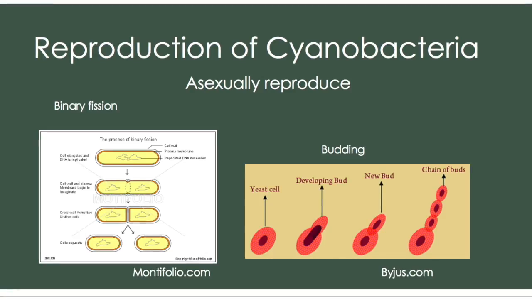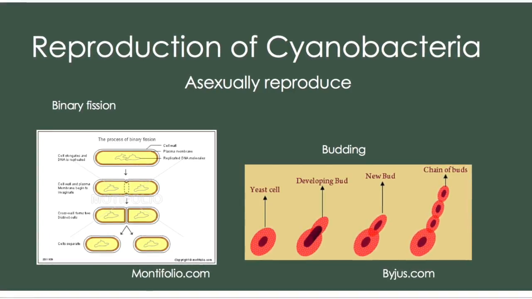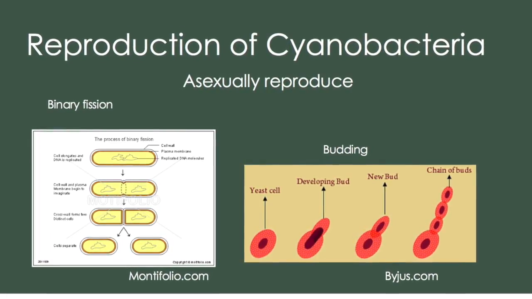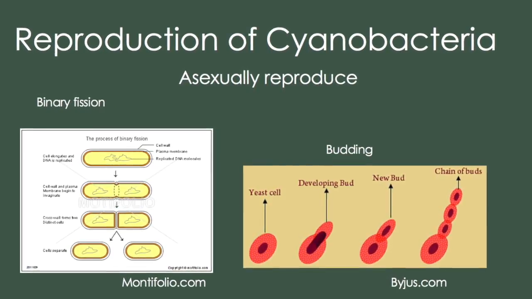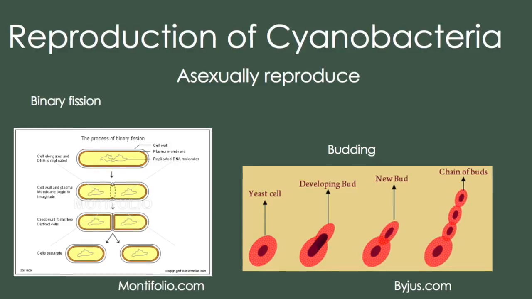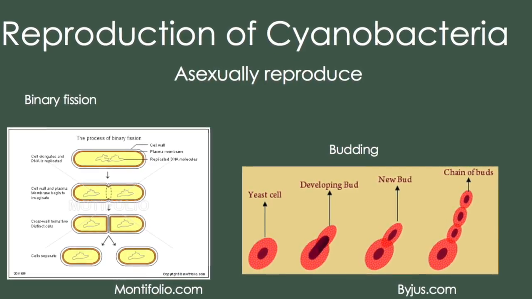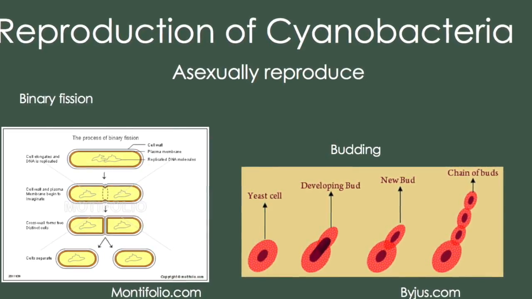And then the reproduction of cyanobacteria occurs sexually and through binary fission or budding. And another fun fact is that cyanobacteria was the first to bring oxygen on Earth, so let's not forget that. And that is it.